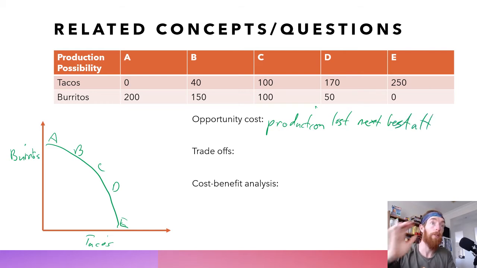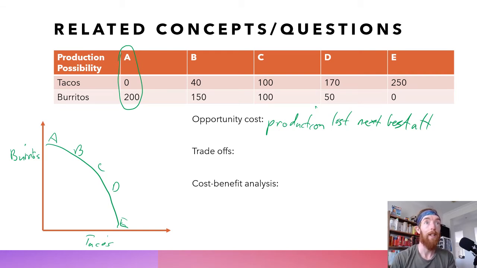Sometimes you'll get asked about the opportunity cost of moving, or the opportunity cost of producing at a certain point. Most often I've seen they like to ask about the opportunity cost when you're putting all of your resources into producing one thing, which makes sense because it's the least confusing overall. So for example, if we had to talk about the opportunity cost at point A, so the opportunity cost of producing 200 burritos, if you're putting all of your resources into producing burritos, it means you can't put all of your resources into producing tacos.